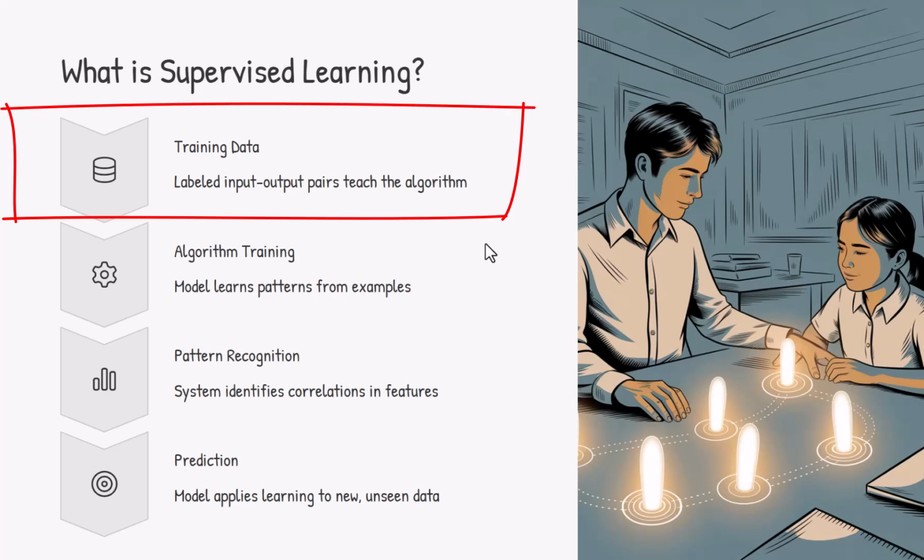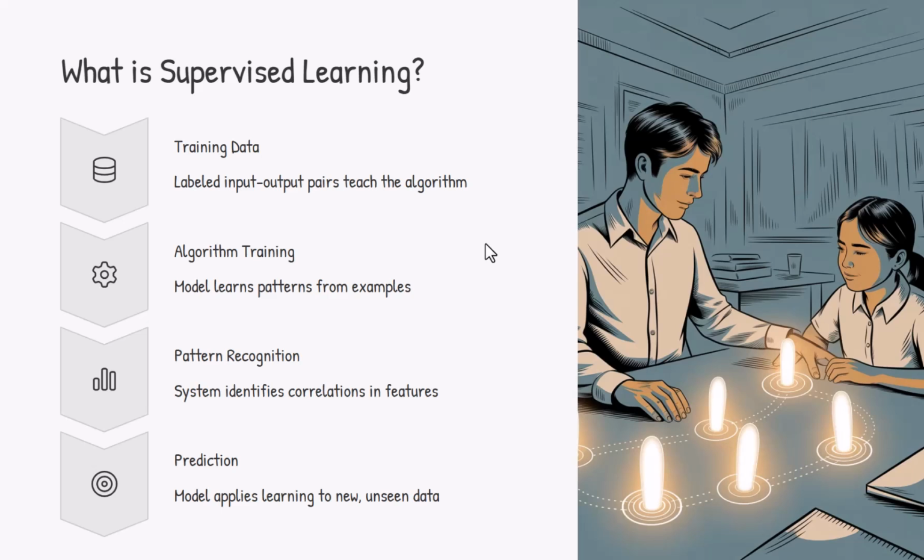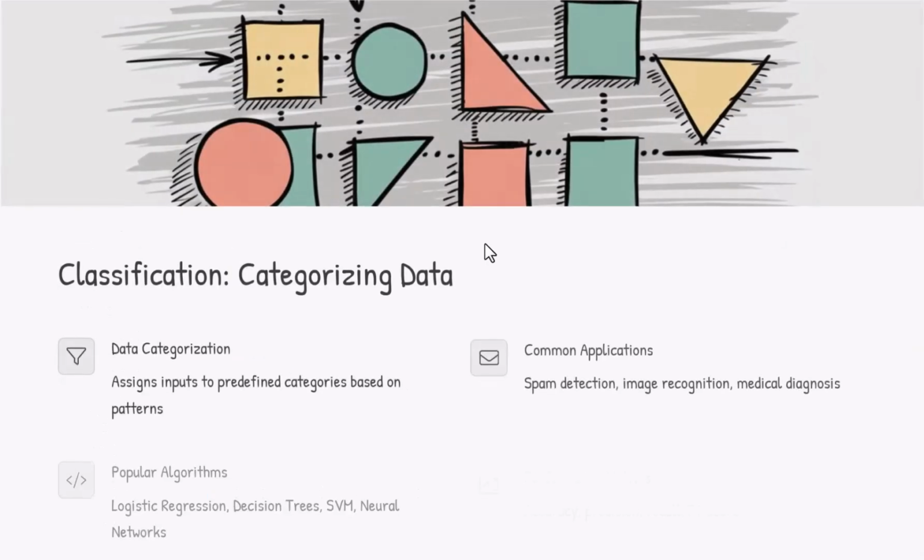Supervised learning is exactly what it sounds like: learning with supervision. We train a model on a dataset that already contains the correct answers. These are called labels. This method powers about 80% of real-world ML systems, and it comes in two flavors: classification, where we predict categories, and regression, where we predict continuous values.